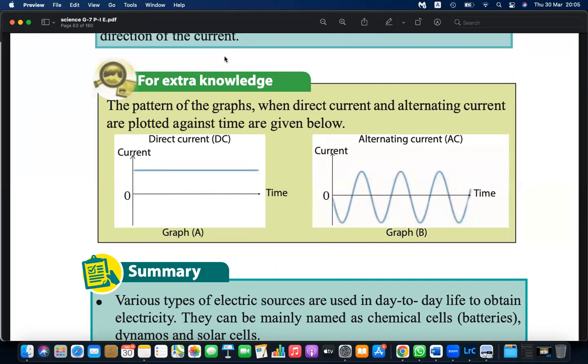Yes, it's correct. It's working with the DC current. LED diodes only allow you to pass current in one direction. Diodes block the current which is coming from the other direction. It only supports one direction. Therefore, it will light up on the DC current only.